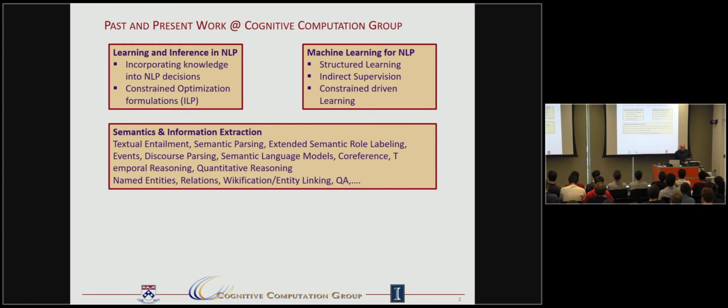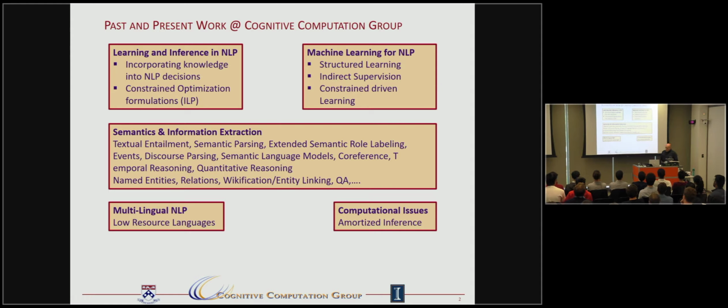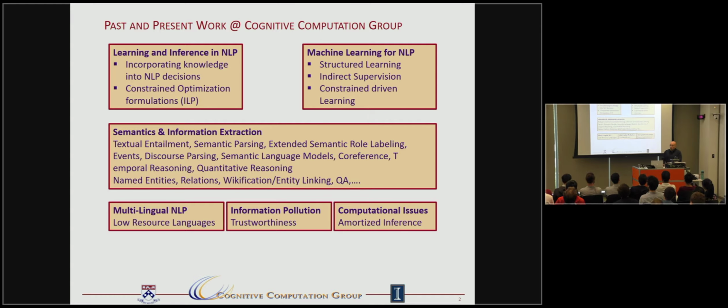We've worked on a range of problems in natural language understanding or information extraction. You can think about them either as those problems that drive the development of methods, but also as a way to investigate whether the ideas that we have work and how well they work. A range of problems from textual entailment through semantic language models, through temporal reasoning, quantitative reasoning, what have you. Not all the problems, but all the problems that I thought were important, including multilingual NLP over the last few years, including computational issues like amortized inference, and over the last few years also problems in an area that I called information pollution or information trustworthiness. And we have developed tools, so please take a look if you need any components for your NLP pipeline.